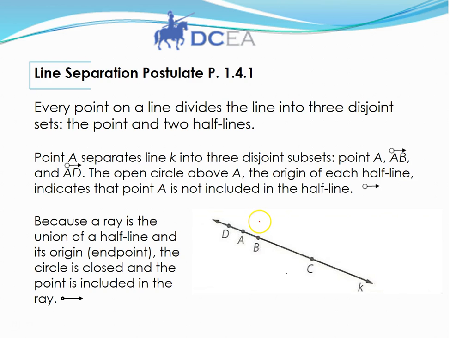Because a ray is a union of a half line and its origin, or its endpoint, the circle is closed and the point is included in the ray. I know I've said that more than once, but it's very important to remember.